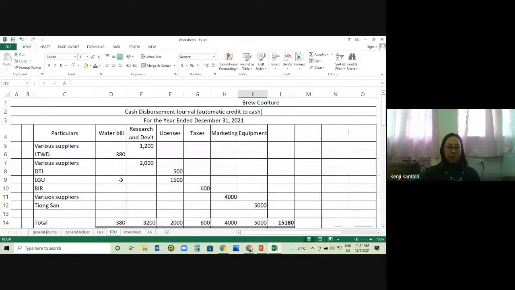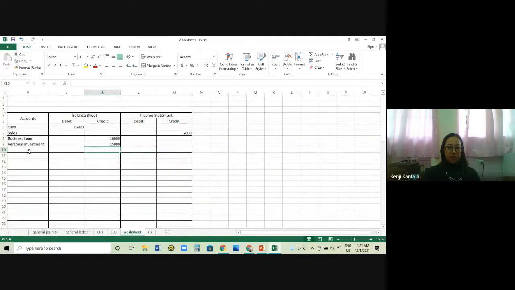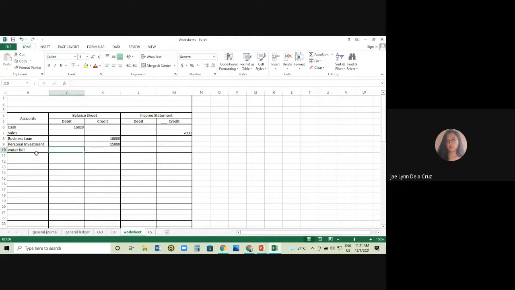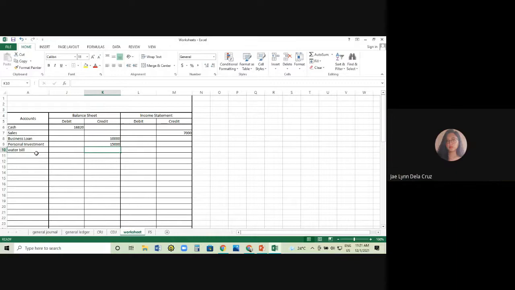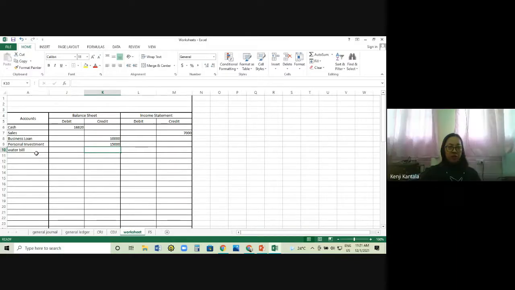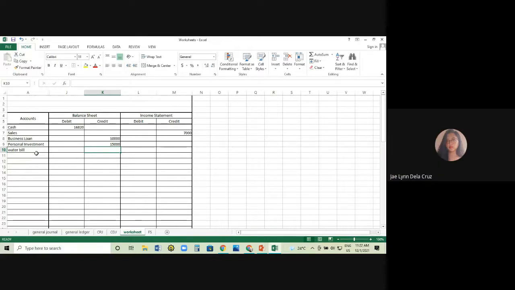So yung mga ito, water bills natin, that is at 380. Saan natin ilalagay ito? Balance sheet pa rin, ma'am. Balance sheet pa rin yung... Ay, water bill? Joke lang. Income statement, ma'am. Income statement, that is debit or credit? Credit. Credit siya. Debit, ma'am. Yung totoo, debit? Credit.